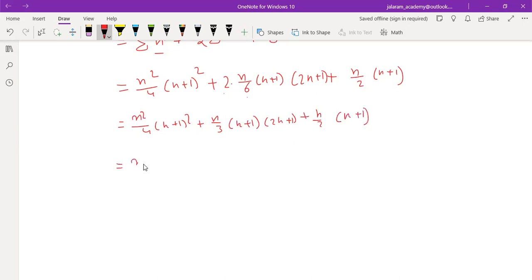Now n is common, n plus 1 is common, and what is the LCM of 4, 3 and 2? 2 is in 4. So 4 into 3 is 12, the LCM. Take it as the denominator. So 4 into 3 is 12. 3 is there, n is there, n plus 1 is there, plus n is common, n plus 1 is common. 3 into 4 is 12, 4 into only 2n plus 1 remains. Plus 2 into 6 is 12, and n into n plus 1 is already common. So I hope you have understood what taking common means.